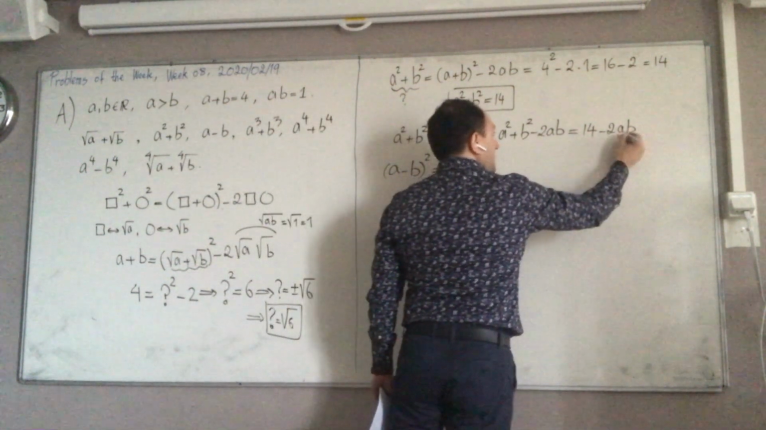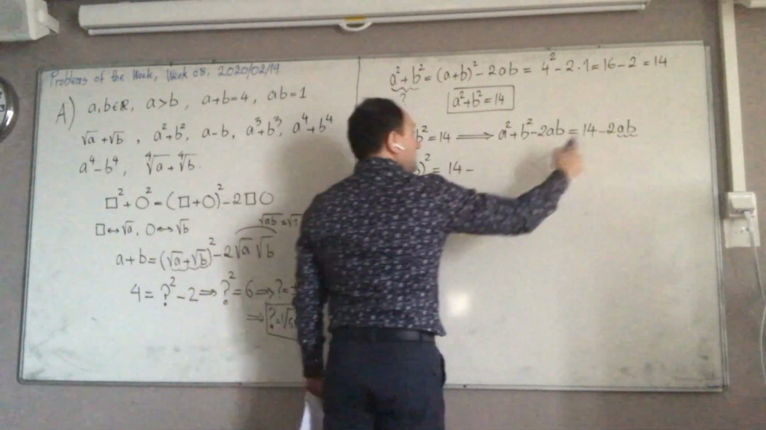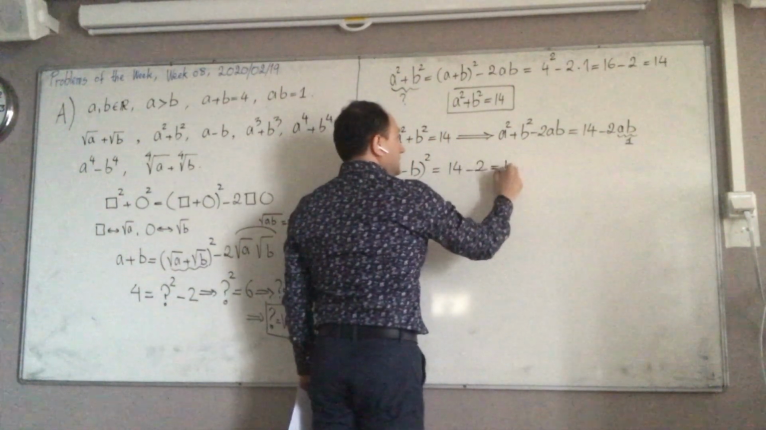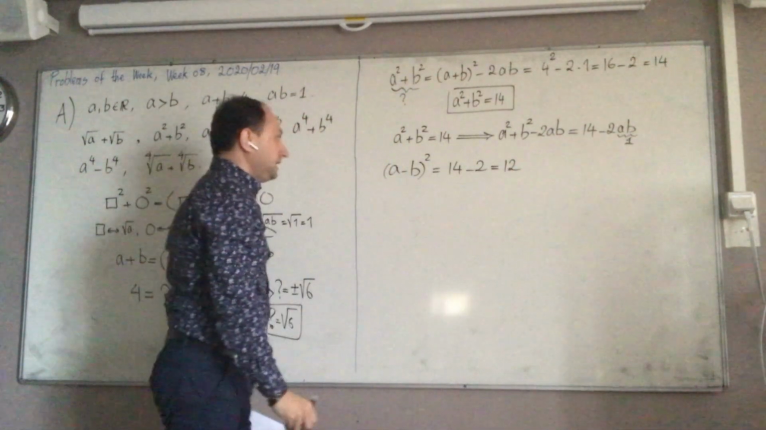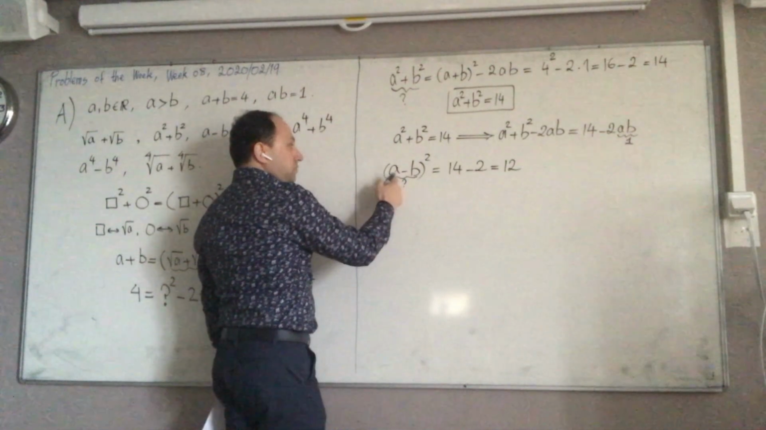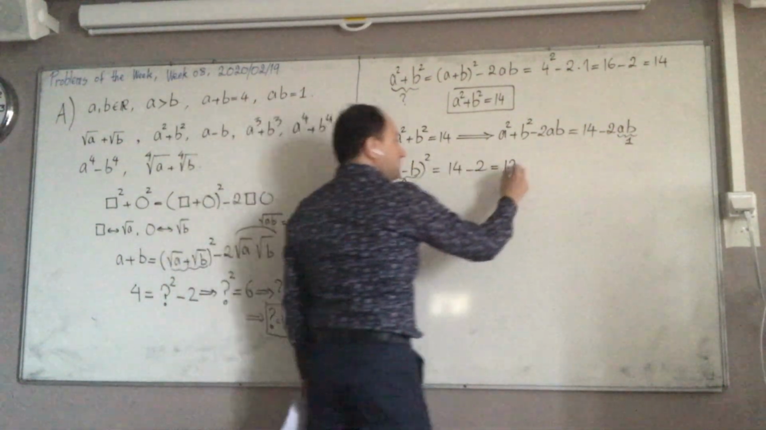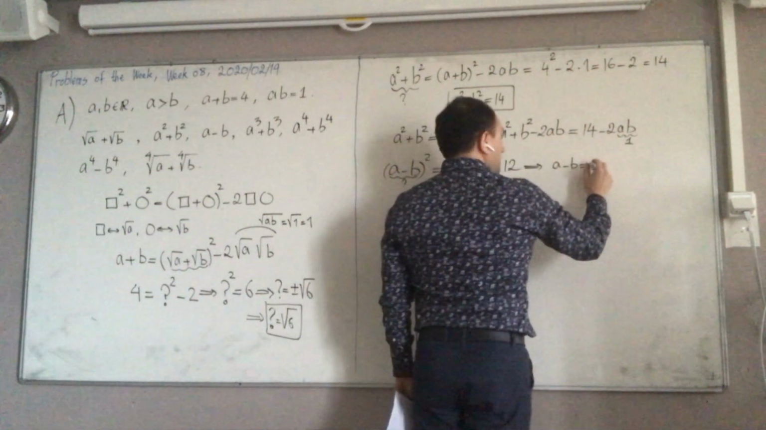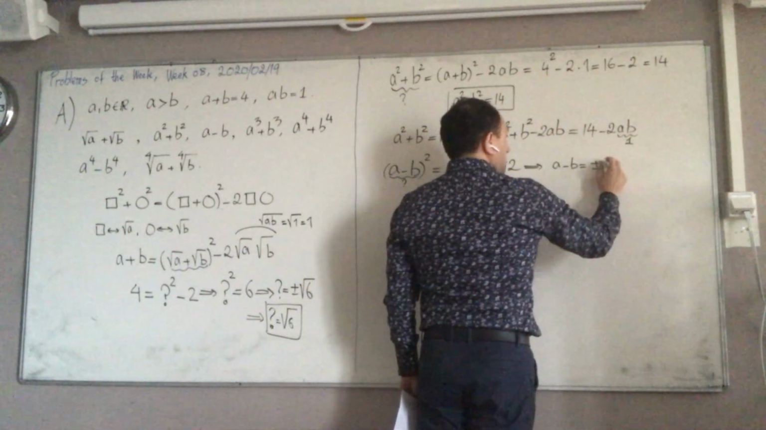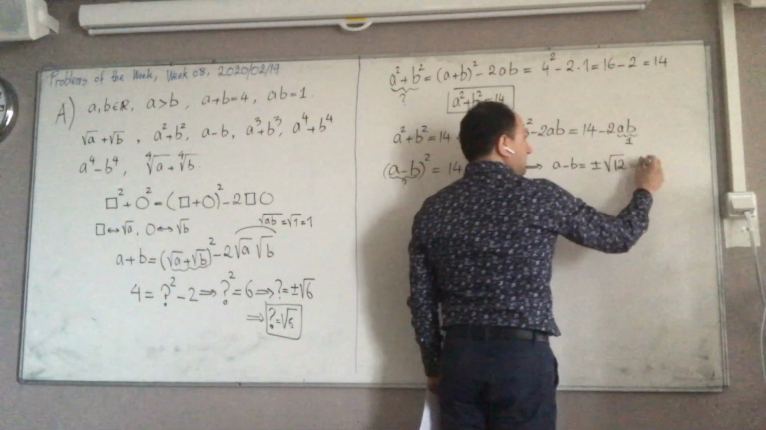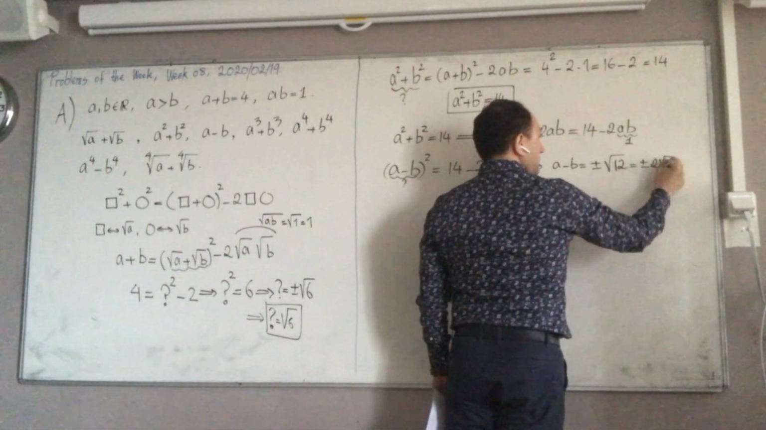So this becomes 14 minus... I know that ab is equal to 1, so it becomes 14 minus 2, which is, of course, 12. And then my question mark is a minus b. So (a minus b) to the 2 is 12, so it means that a minus b is either plus or minus the square root of 12. But of course, the square root of 12 is plus and minus 2 square root of 3.